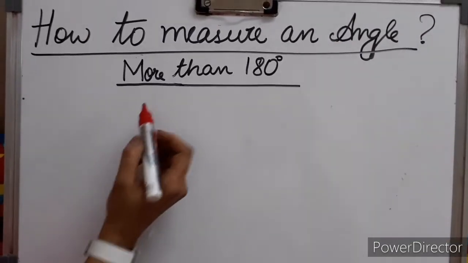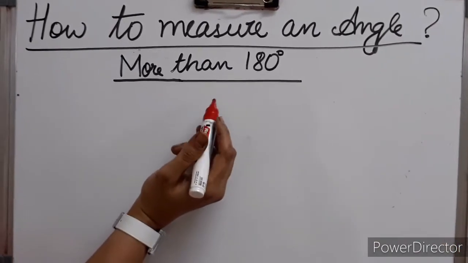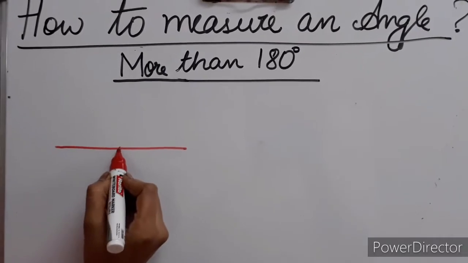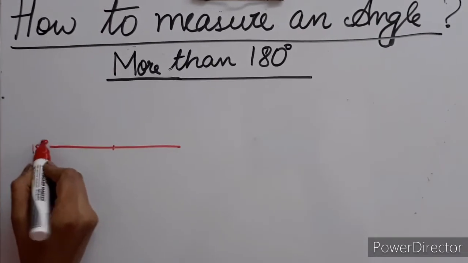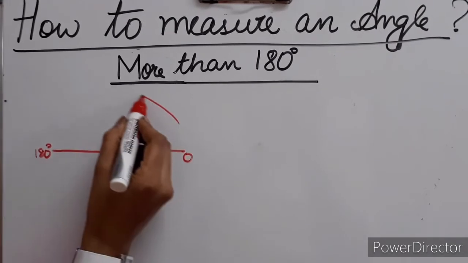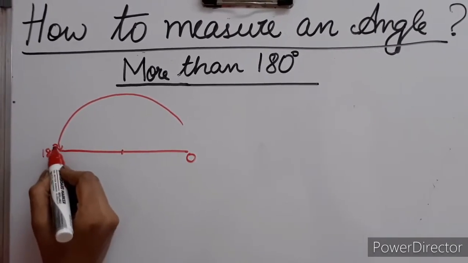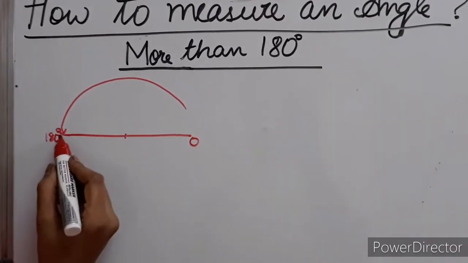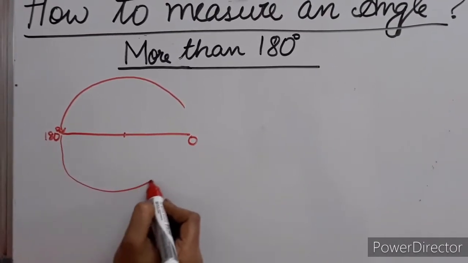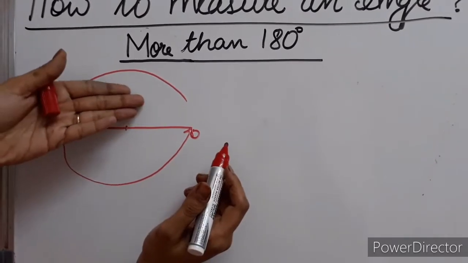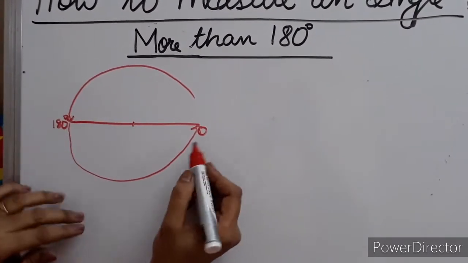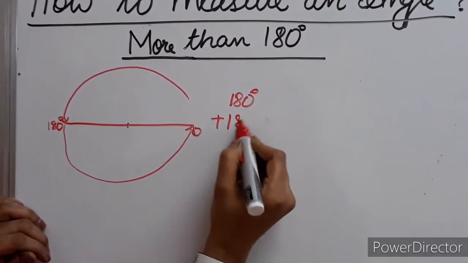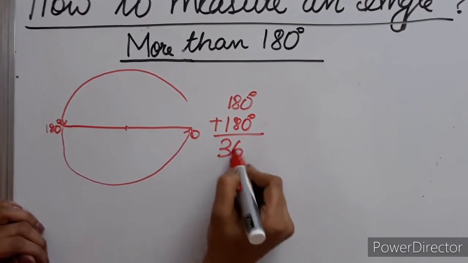Now if we have to measure more than 180 degrees, suppose this is a straight line. In the protractor, it starts from 0 and all the angles till 180 degrees we can make through the protractor. But if you have to measure an angle more than 180 degrees, then we need one more rotation. Suppose we keep the protractor here once and here once. So how will it be measured? 180 degrees plus 180 degrees, that is 360 degrees.